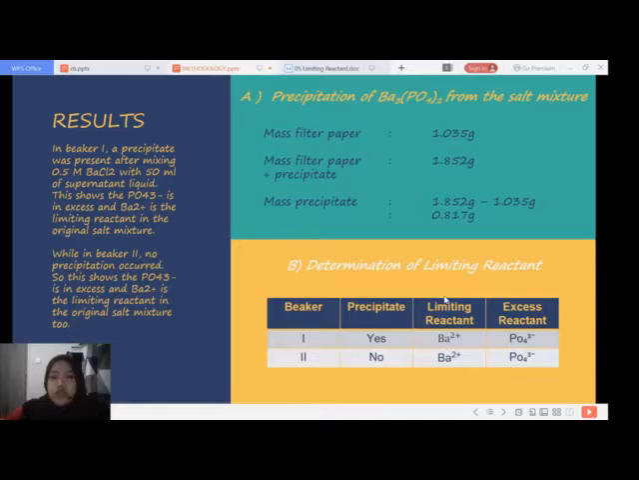I want to explain this result. In beaker 1, a precipitate was present after mixing 0.5 M BaCl2 with 50 milliliters of supernatant liquid. So this shows the PO4 3- is in excess and Ba2+ is the limiting reactant in the original salt mixture. While in beaker 2, no precipitate occurred, so this shows the PO4 3- is in excess and Ba2+ is the limiting reactant in the original salt mixture too.